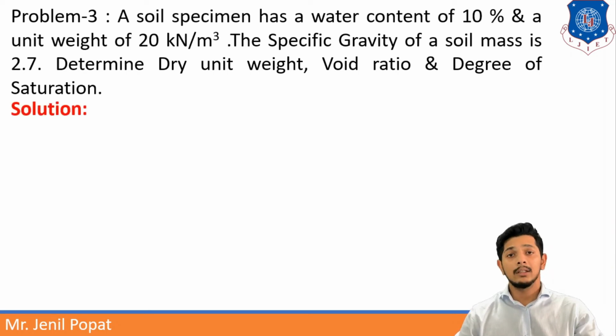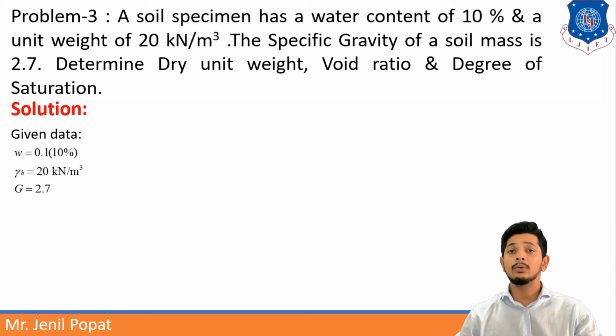Let us write the given data first, then we will go to the solution of the problem. Here the given data is: small w, water content, is 10%, that is 0.1. Gamma b, bulk unit weight, is given as 20 kN per meter cube, and capital G is given as 2.7.